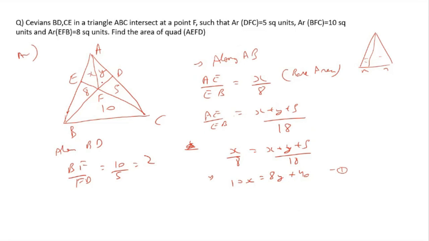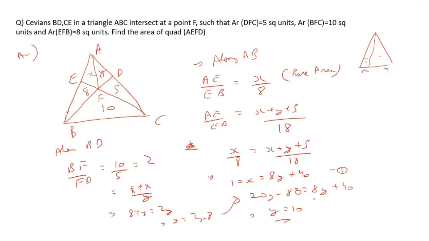Also BF by FD, in the triangle on the other side, is equal to 8 plus X by Y, with 8 plus X corresponding to this part and Y corresponding to this part. So basically 8 plus X equal to 2Y, X equal to 2Y minus 8. You put this here. So 10 into 2Y minus 8 will be 20Y minus 80 is equal to 8Y plus 40. Y equal to 10, 120 by 12, that is. X will be equal to 2Y minus 8, which is 12. So X plus Y will be equal to 12 plus 10, 22 is the answer.